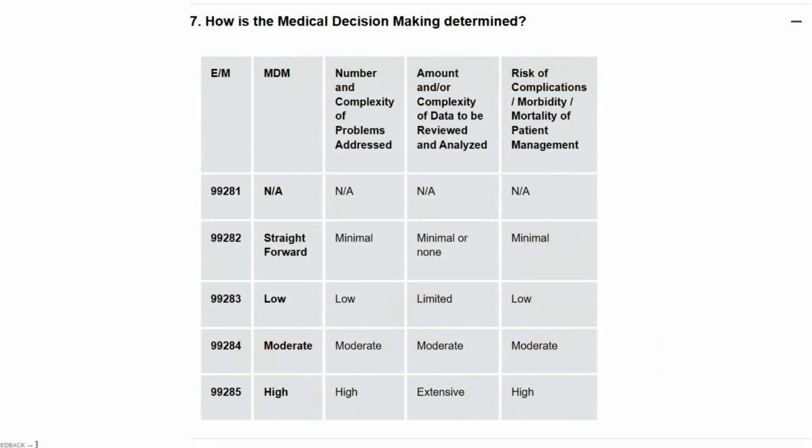As you can see, there are 3 factors that lead to different E&M codes. The number and complexity of problems addressed, which we'll refer to as COPA, the amount and/or complexity of data to be reviewed and analyzed, which we'll refer to as data, and the risk of complications, morbidity, mortality of patient management, which we'll refer to as risk. This information is mostly extracted from the MDM section of your note. Thus, the MDM portion is where the physician's cognitive efforts are displayed and billing is determined, so it is of critical importance.